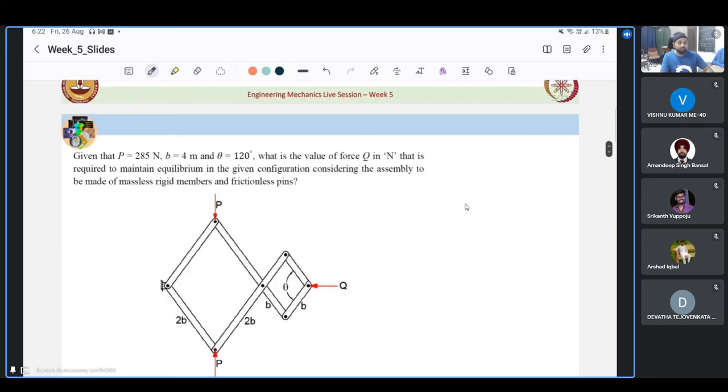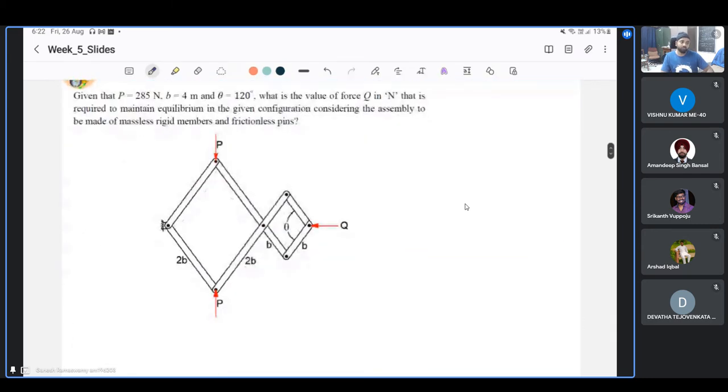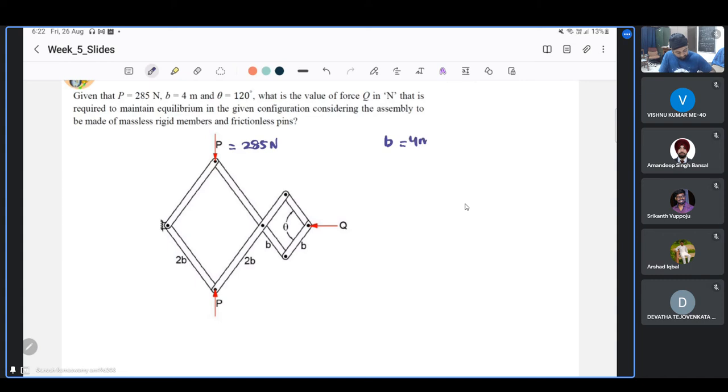Okay, now let us come to the application part of the principle of virtual work. We've seen whatever has to be looked into while applying the principle of virtual work. Let us look at one example. So this problem says that P is given as 285 newtons and B is given to be 4 meters. So the length of this link is 4 meters. That is given.